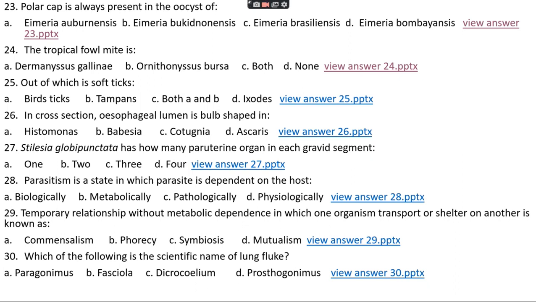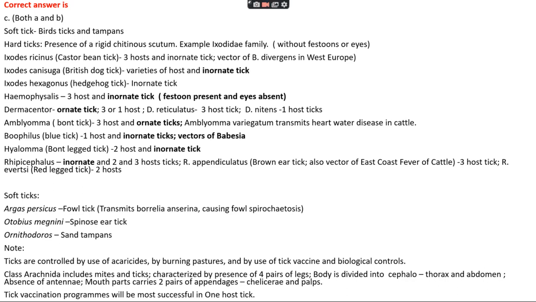Question number 25. Which of these is a soft tick? Option A, Argas. Option B, Ornithodoros. Option C, both A and B. Or option D, Ixodes. The right answer is option C, that is both A and B. Soft ticks include Argas and Ornithodoros both. While hard ticks mainly include the Ixodidae family. If we talk about hard ticks, there is a presence of rigid chitinous scutum, while in case of soft tick, this scutum is absent. And there is absence of festoons and eyes in case of this Ixodidae family.